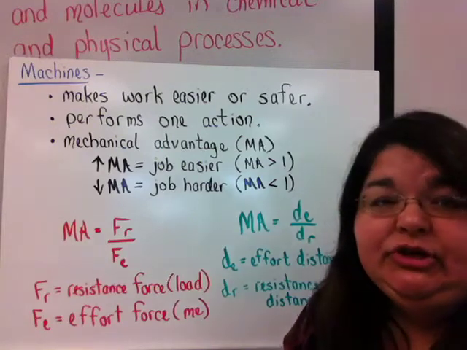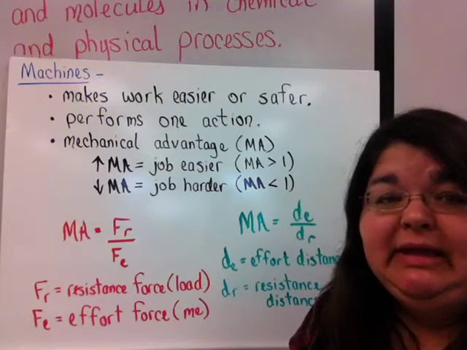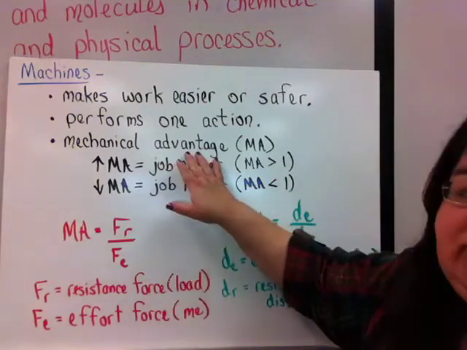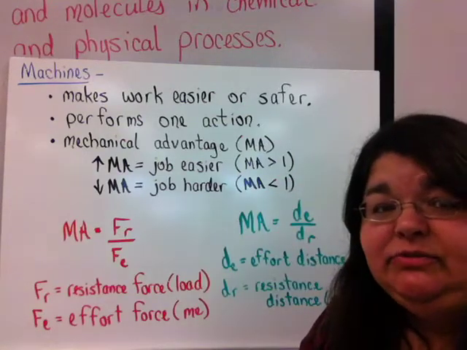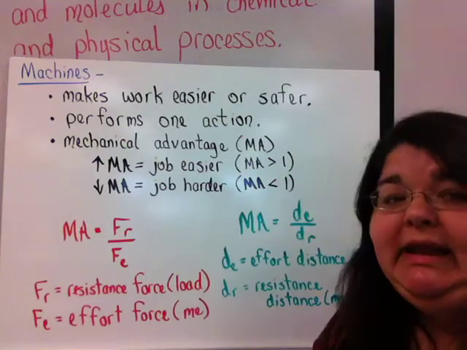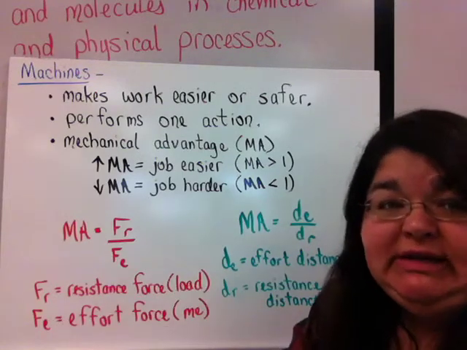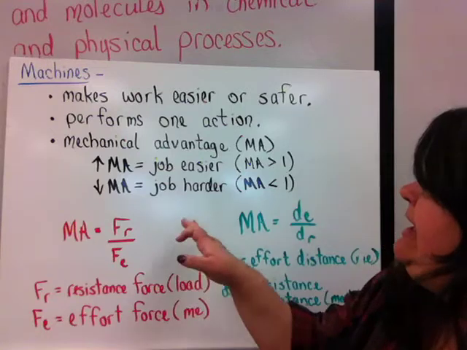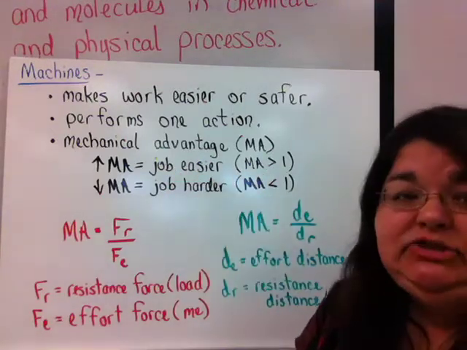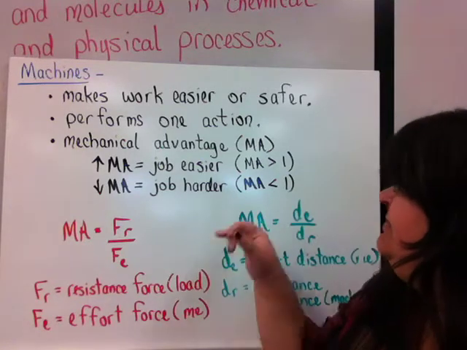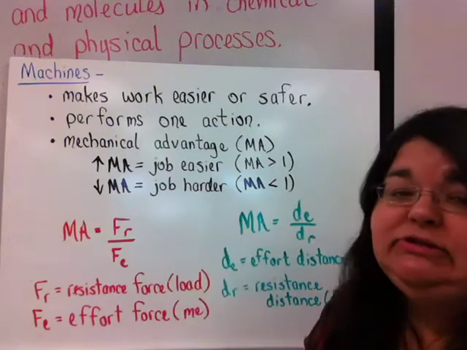Now we're going to measure simple machines by talking about the mechanical advantage of the machine, and we abbreviate that as MA. Mechanical advantage is a ratio between what I do on the machine and what the machine does for me. So if the mechanical advantage is greater than 1, we would say that it makes the job easier. If the mechanical advantage is less than 1, it would mean that the job is harder.